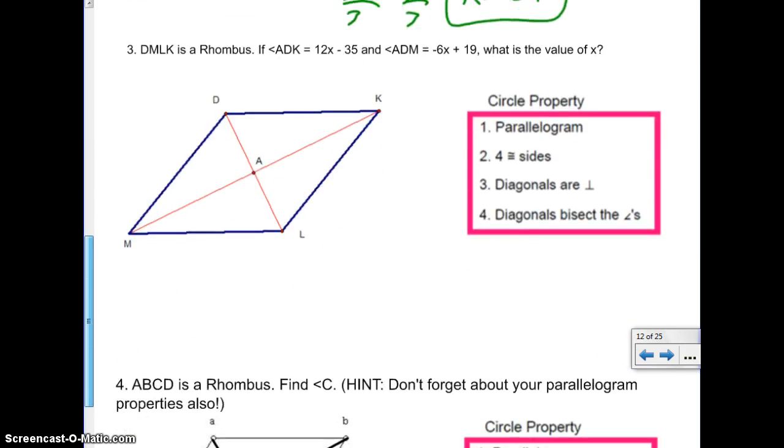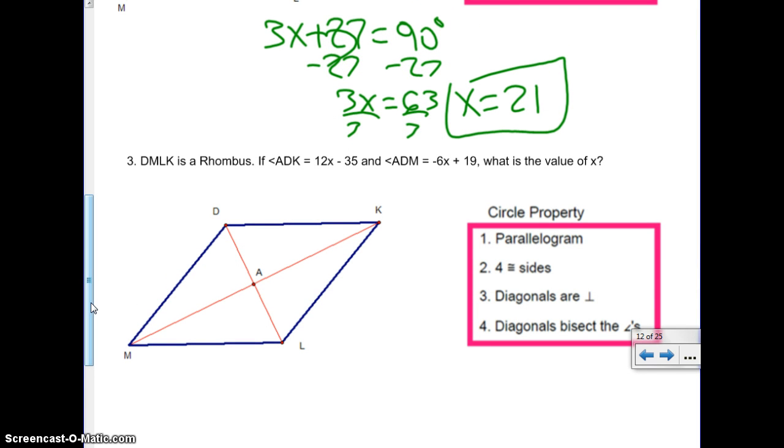Now number 3. Uh-oh. This could be a beast, right? Let's see. So once again, DMLK is a rhombus. If ADK is 12x minus 35, let's label that first. ADK, which means it's right here. So 12x minus 35. And ADM, I'm going to label that in red. We have ADM is negative 6x plus 19. What is the value of x?